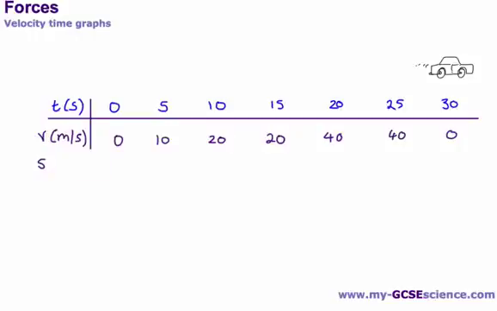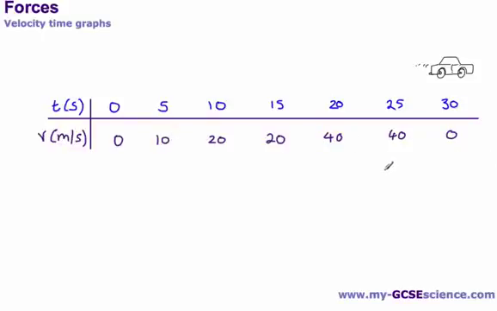So here we have the table, we've got time along the top and velocity along the bottom, and you can see changes in the movement of the car. So at time 0 it's not moving, after 5 seconds it goes up to 10 meters per second. Remember, the unit for velocity is meters per second, and so on over time, and you can see what's going on there.